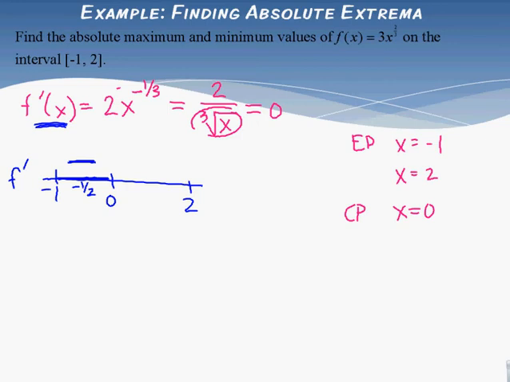Then we want to pick a value somewhere in this group of numbers, that interval. So let's just be easy on ourselves and pick 1. And I'm going to put 1 into my derivative. So I would have 2 over the third root of +1, and that's a lovely positive number. I don't even care what it is, even though I know it's 2.